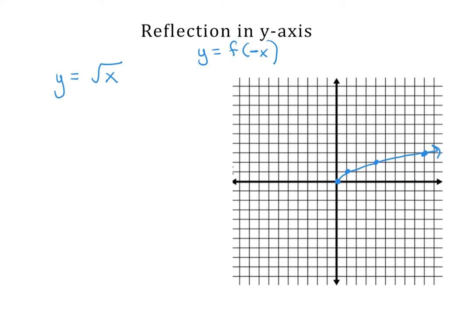And now let's do a simple reflection, and then I'm going to add in a shift to this one as well. So y equals the square root of negative x. The negative is inside that square root. So let's reflect over the y-axis. So I still have (0, 0), but now it's flipping this way.